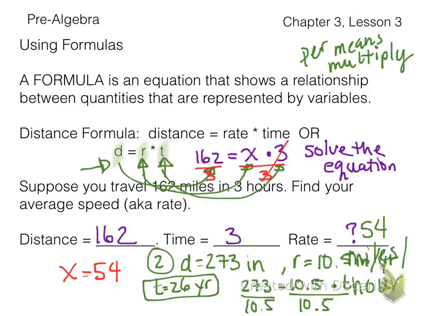So this might be how fast the tectonic plates are moving. If it moves at a rate of 10.5 inches per year, how long is it going to take to go 273 inches? Well, it's going to take 26 years.